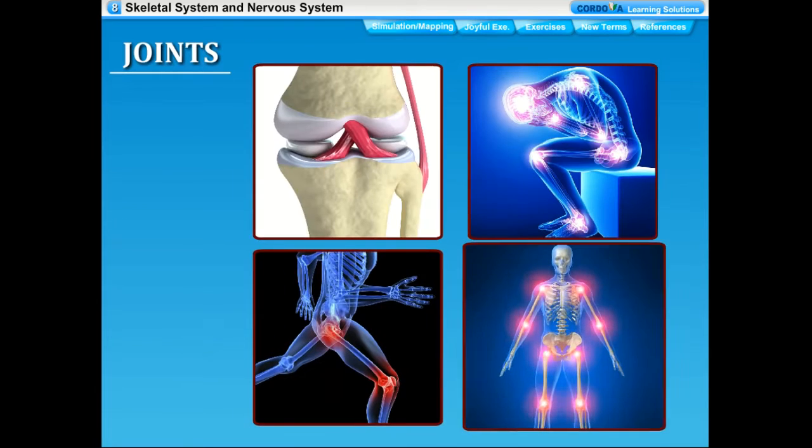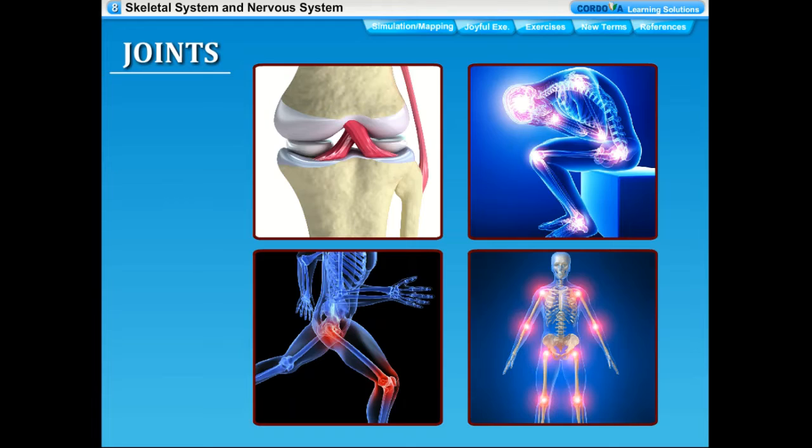Joints. The place where two bones meet is called a joint. The bones are joined together by strong tissues called ligaments. Joints may be movable, that can move freely, or immovable, that do not allow any movement between the bones. All the joints except in skull are movable. The bones of skull do not allow any movement because they are interlocked, making the joints immovable.